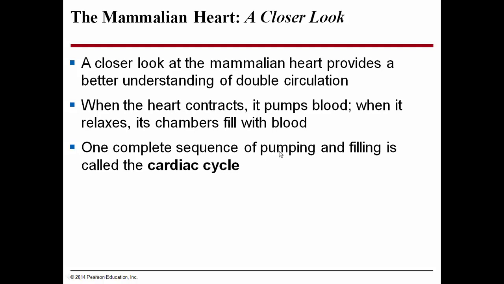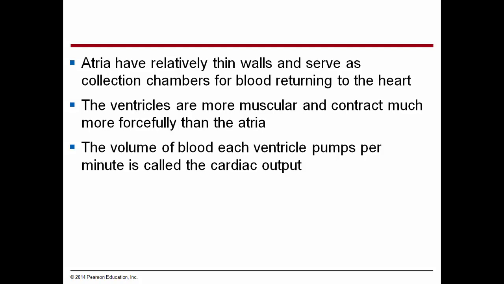A closer look at the mammalian heart provides a better understanding of double circulation. When the heart contracts, it pumps blood. When it relaxes, its chambers fill with blood. One complete cycle of pumping and filling is called the cardiac cycle. Atria have relatively thin walls and serve as collection chambers for blood returning to the heart. So that's where your blood loads up for pumping in the ventricles. The ventricles are more muscular and contract much more forcefully than the atria. The volume of blood each ventricle pumps per minute is called the cardiac output.